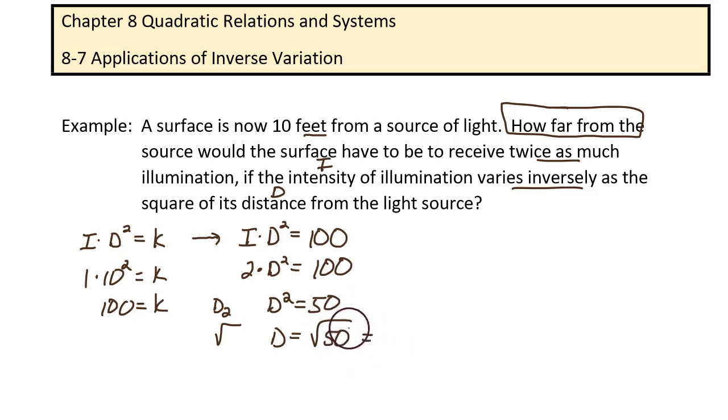We could simplify this by breaking it up into 25 times 2, and that equals 5 square root of 2. Or because this is a real-life problem, getting a decimal would be a good way to answer this question. Take the calculator and type in the square root of 50, and you find out that the result is 7.1. This distance is measured in feet.